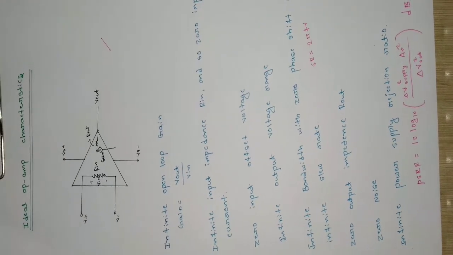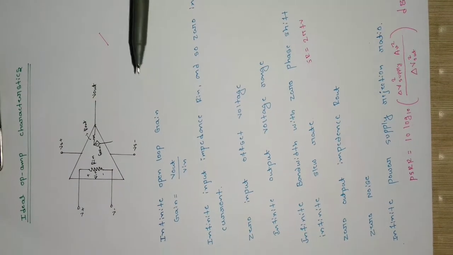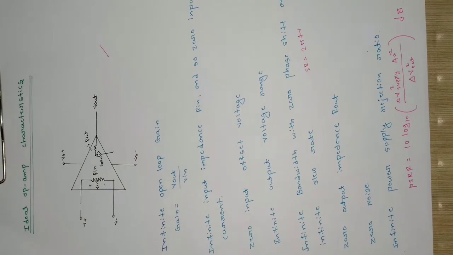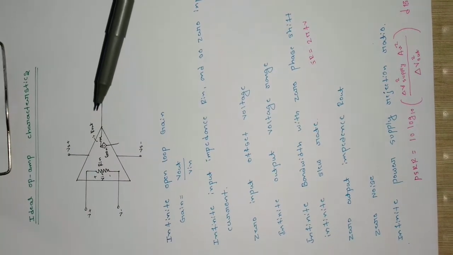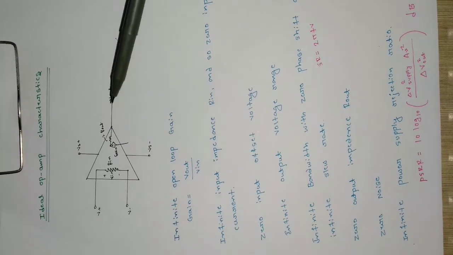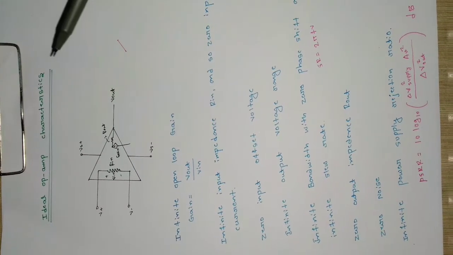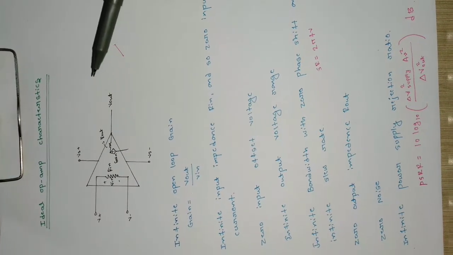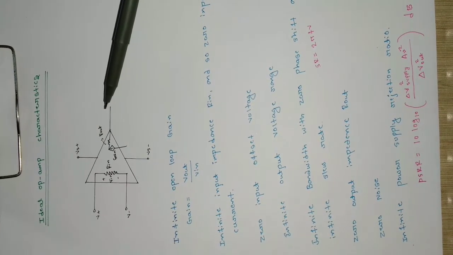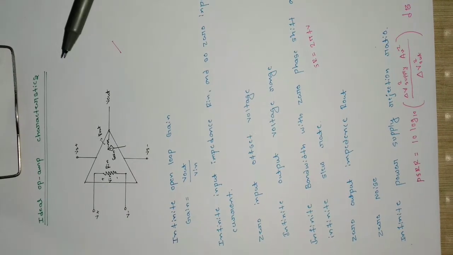Okay, so we'll see now what the characteristics are. So the first one is the infinite open loop gain. Open loop basically means no output is fed back to the input. If some part of the output is taken and given to the input again, then it becomes closed loop. In this case there will be no closed loop, meaning there is no feedback input. So the output is not fed back as the input for this op-amp.